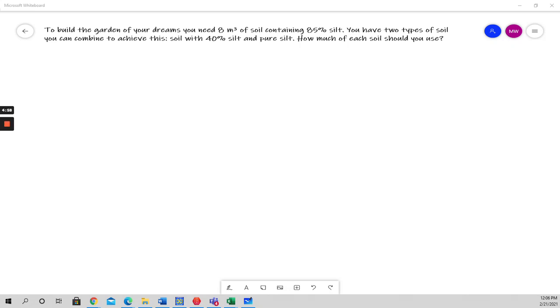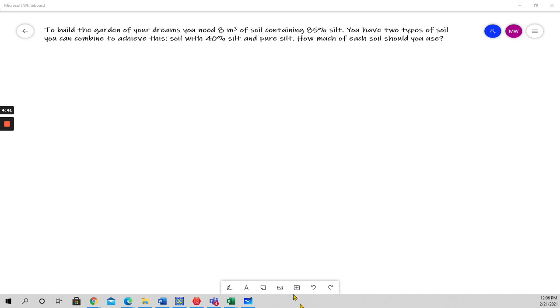To build the garden of your dreams, you need 8 cubic meters of soil containing 85% silt. You have 2 types of soil you can use to combine to achieve this: soil with 40% silt and pure silt. How much of each soil should you use?